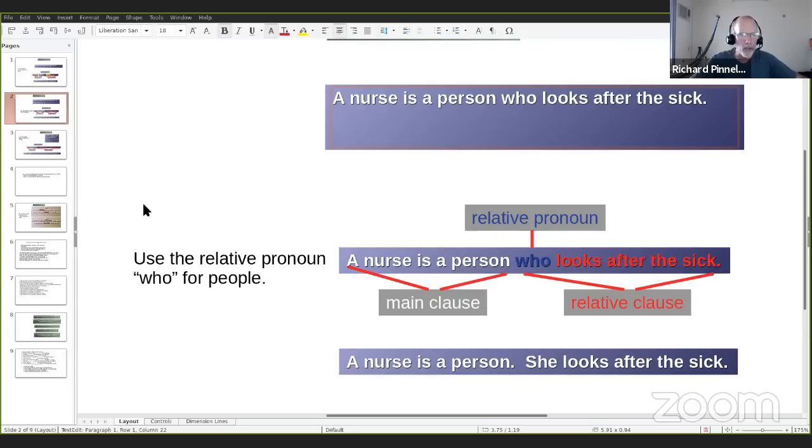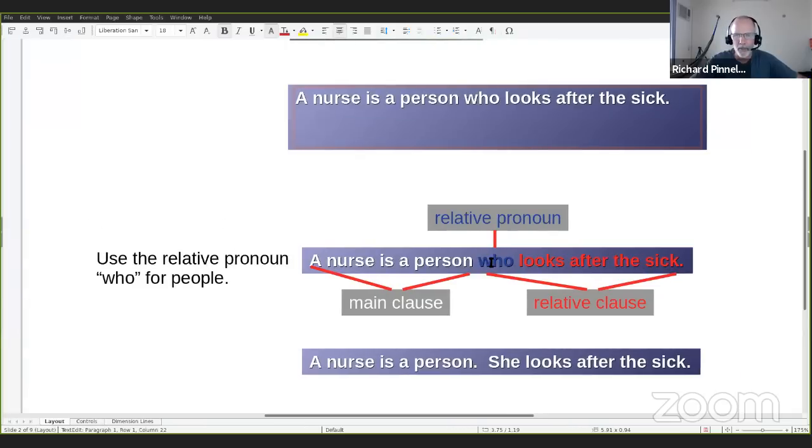The difference here is that this time we are using the relative pronoun who. When the subject of the relative clause is a person, we need to use who. We cannot say which. So here, a nurse is a person, full stop. She, the subject pronoun is she.